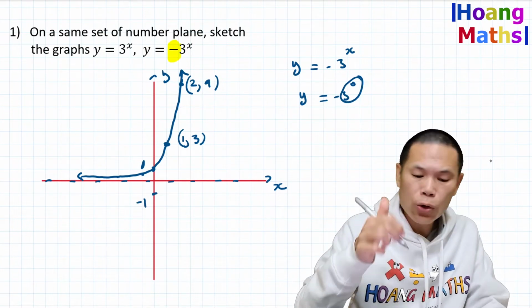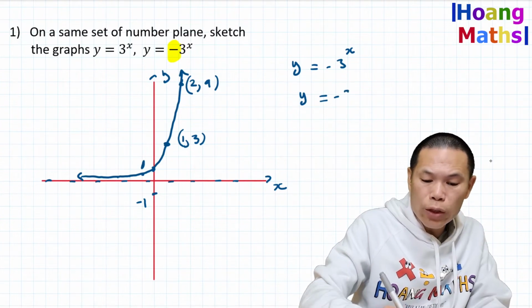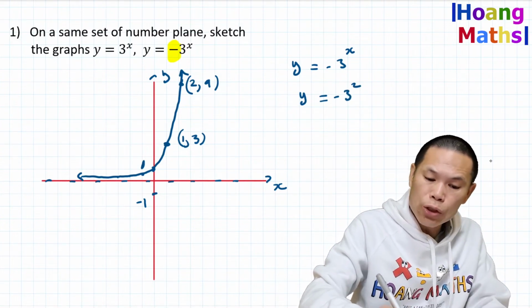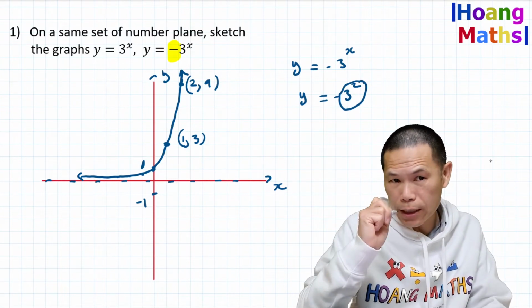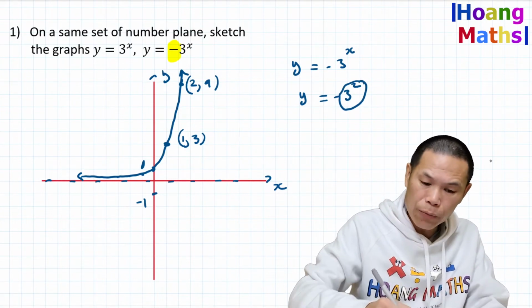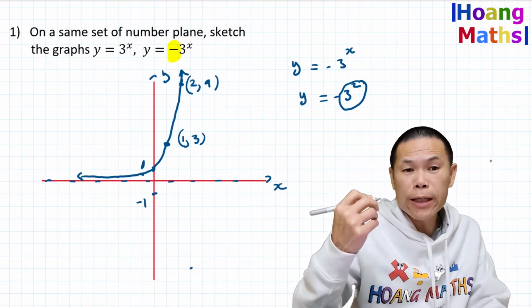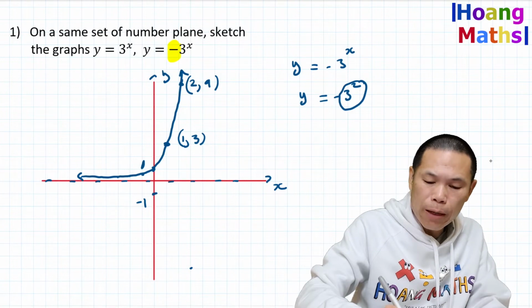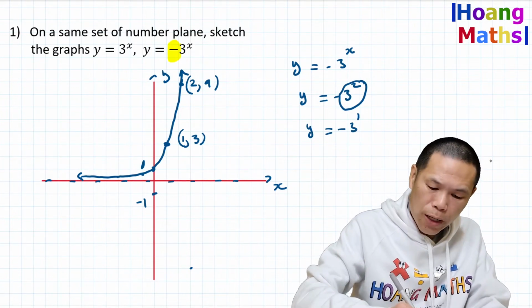And when x is equal to 2, it becomes negative 3 squared. You just put it into a calculator like this. 3 squared is 9. So the answer is negative 9. So down here somewhere, roughly. When x is equal to 1, the same rule applies. So negative 3 to the power 1. So negative 3. So 1, negative 3, here somewhere.